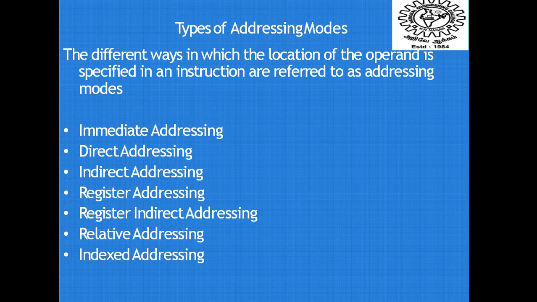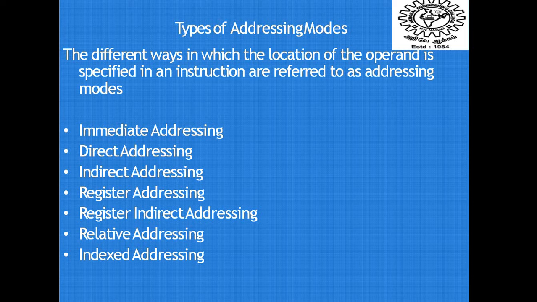The address can be mentioned in different types. As I said, it will be given as follows. So let me go through the topic one by one. The different types of addressing modes are immediate addressing, direct addressing, indirect addressing, register addressing, register indirect addressing, relative addressing, indexed addressing. These are all the different types of addressing modes we are going to see.